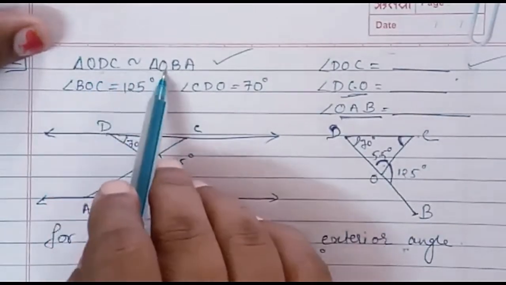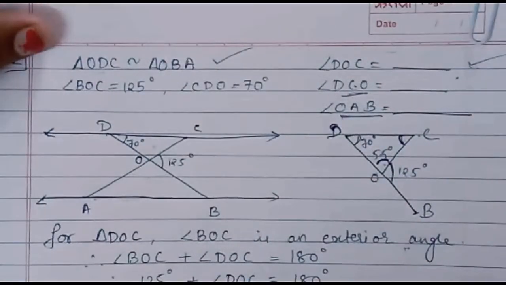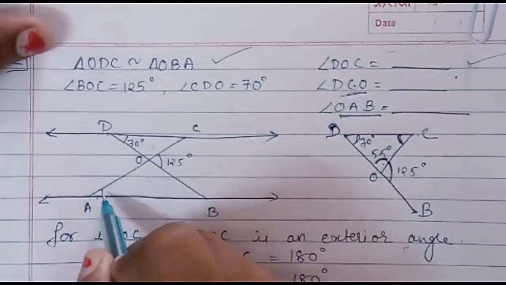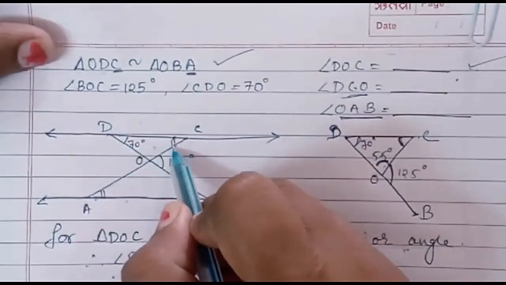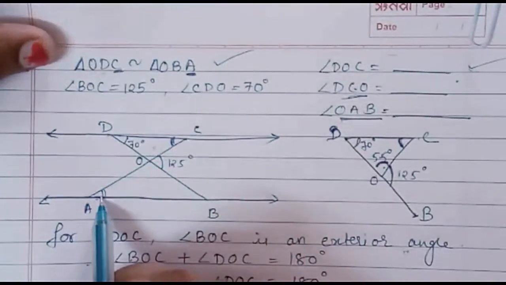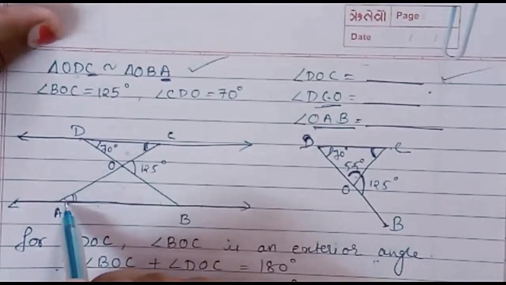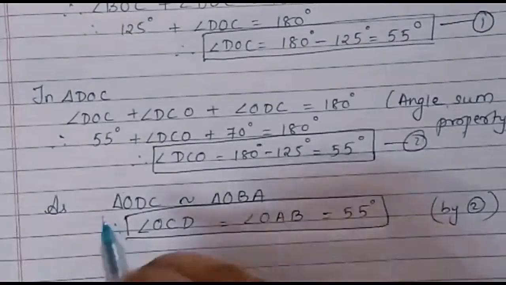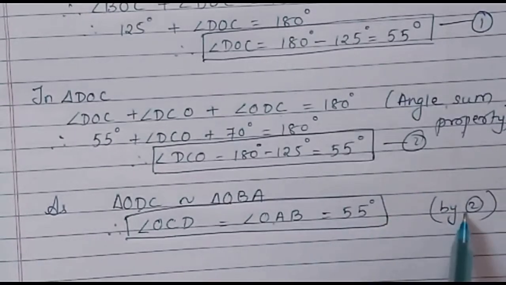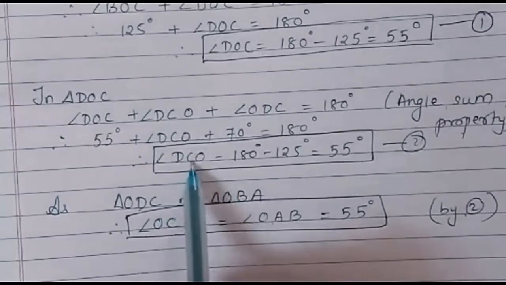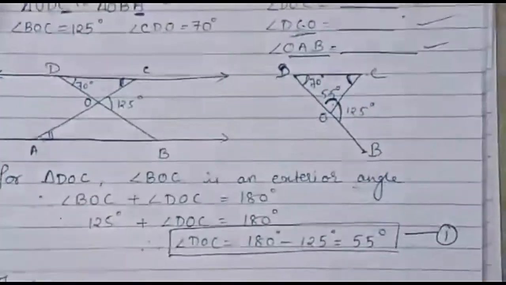Triangle ODC is similar to triangle OBA. If they are similar, we will get corresponding angles. We need to find the measure of angle A, and A corresponds to C. So whatever is angle C, the same measurement will be for angle A, and we have now obtained angle DCO is 55. So angle A also will be 55. Here I have written that as two triangles are similar, the corresponding angles will be equal in measure. By result number 2, OCD or DCO, that's one and the same, is 55. So angle OAB is also 55, and hence we have got all three angles.